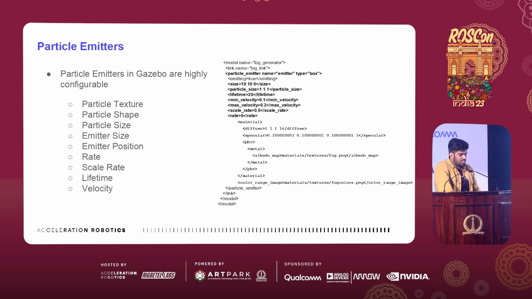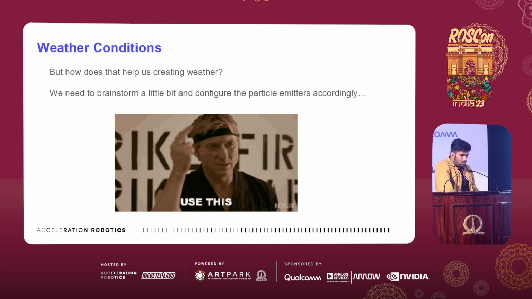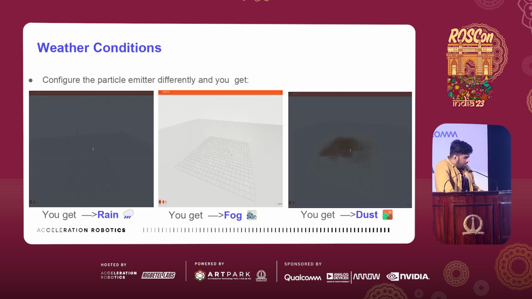So we can put our heads into it and see how we can create weather using these particle emitters. We need to brainstorm a little bit and see how we can create these. If you have particles that are falling down with a smaller size, it appears like rain. If you have particles that are emerging from the ground, it appears like fog. If your particles are moving away from a certain location, it looks like dust. So you can create such artifacts that way.